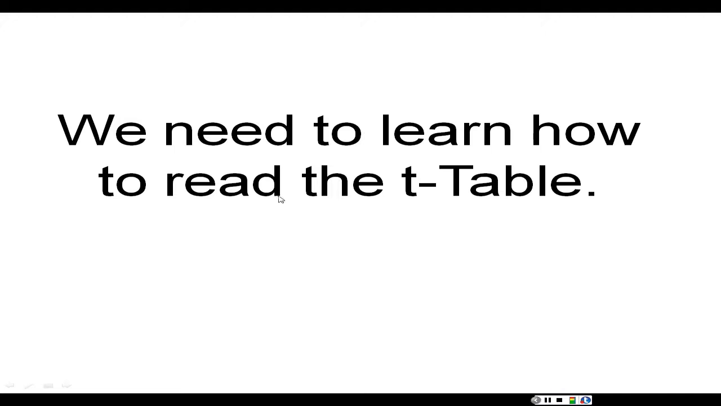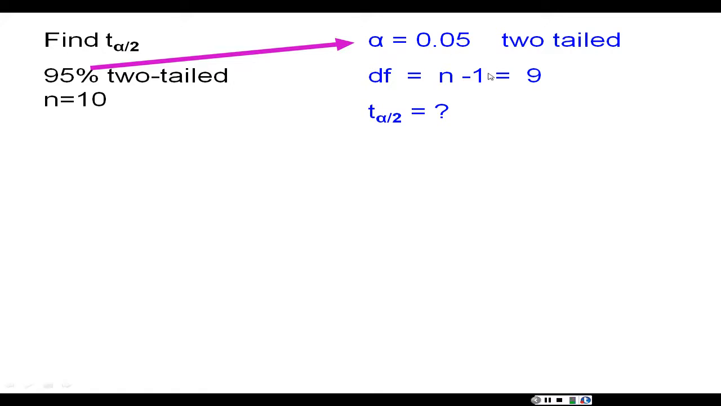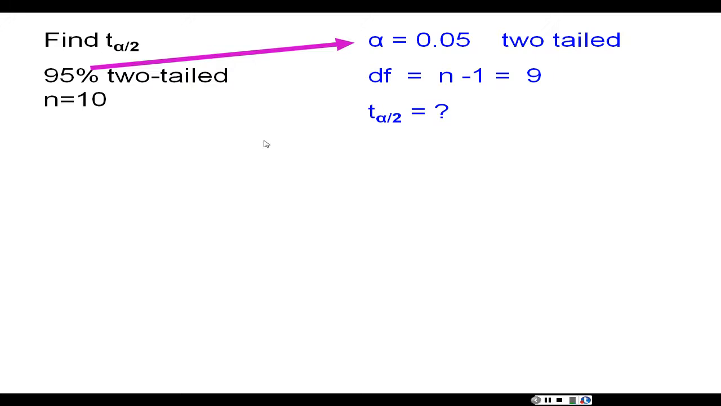Let's learn how to read the t-tables. Let's say that I want to find a t-critical, or a critical value for t, for 95% two-tail with an n equal to 10. What is our degrees of freedom? If you said n minus 1, which is 10 minus 1, which is 9, you would be correct. When we're looking at our alpha, what is our alpha? Well, what is the area in between the two? Well, 1 minus 0.95 is 0.05.